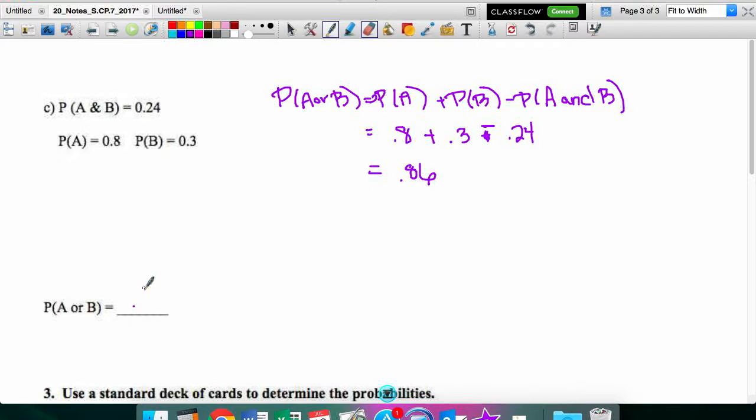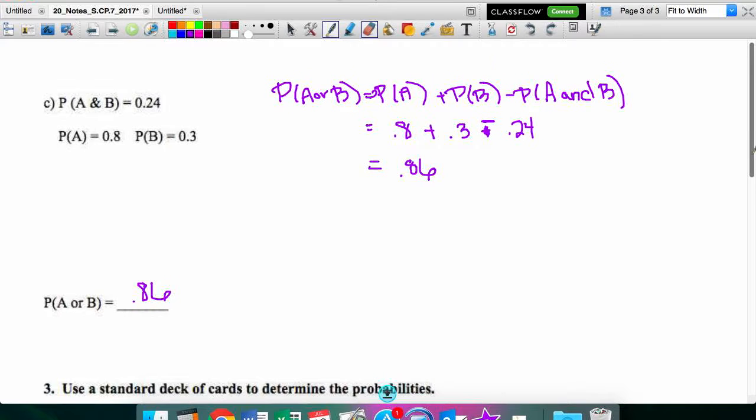So C was actually pretty easy. They gave us all three parts, so all we had to do was plug it in. Now you'll note that in the directions it did say they were independent, and if you were to calculate the A and B by multiplying A and B, you would get 0.24 as well. So that also checks out that they are independent. So technically, they didn't need to give us the intersection.